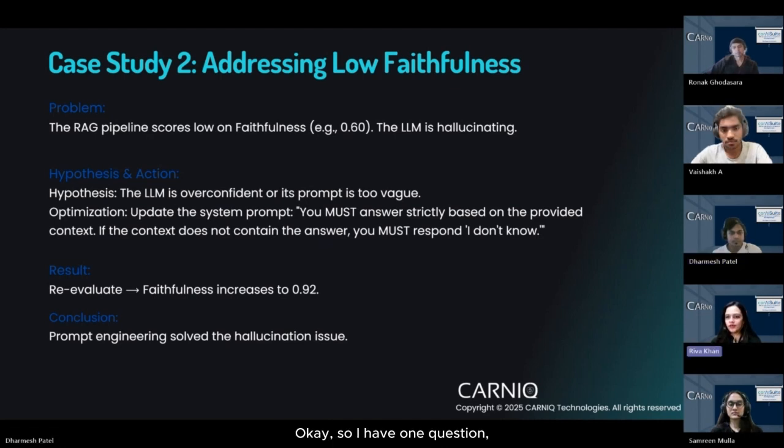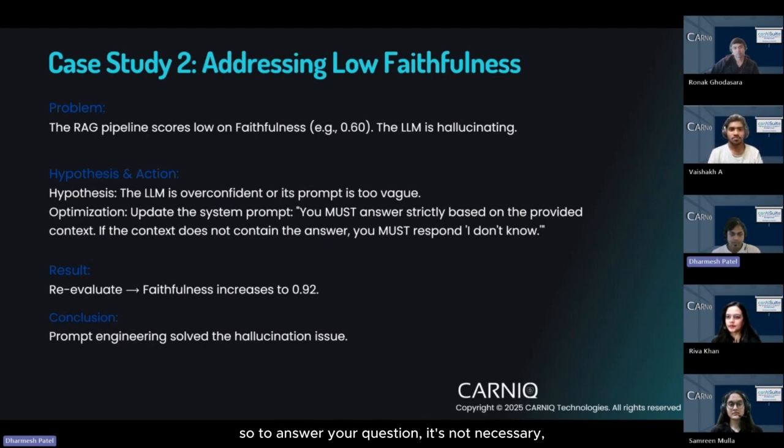Okay, so I have one question. You mentioned using high-end models for their Ragas. So what if in my RAG system itself I am already using some high-end model for the generation purpose? Then what would be the solution to this? What do you think? Yeah, that is an interesting question.